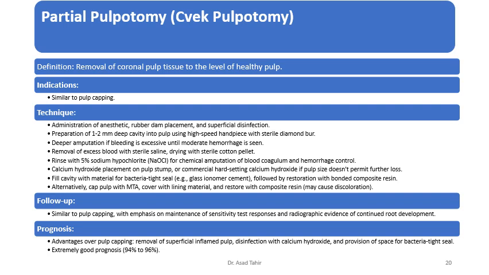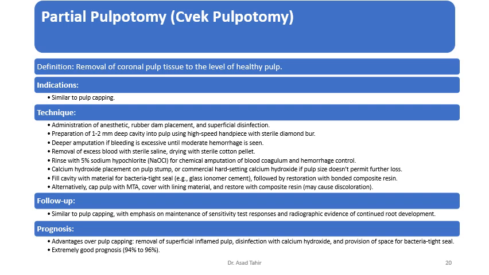Rinse with 5% sodium hypochlorite, NaOCl, for chemical amputation of blood coagulum and hemorrhage control. Calcium hydroxide is placed on the pulp stump, or commercial hard-setting calcium hydroxide if pulp size doesn't permit further loss. Fill the cavity with material for a bacteria-tight seal, e.g., glass ionomer cement, followed by bonded composite resin. Alternatively, cap the pulp with MTA, cover with lining material, and restore with composite resin; MTA may cause discoloration.